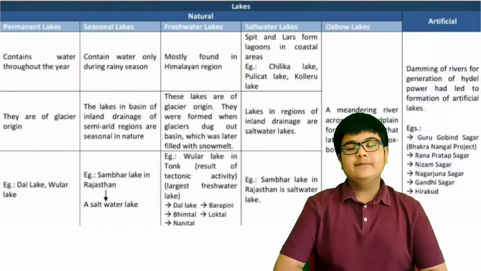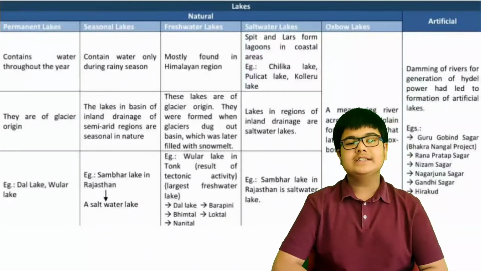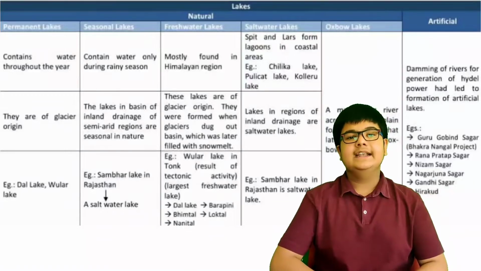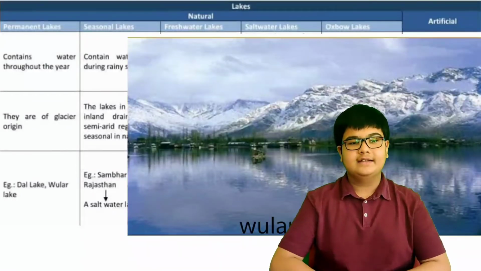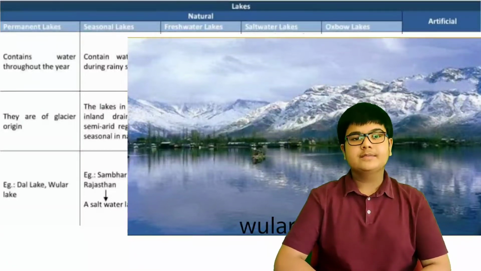But let us understand them one by one. Permanent lakes. They contain water throughout the year. And why is this so? This is because they are of glacier origin. So when the glacier melts, it deposits its water into the lake, forming the permanent lakes. Examples of these are Dal Lake and Wular Lake.